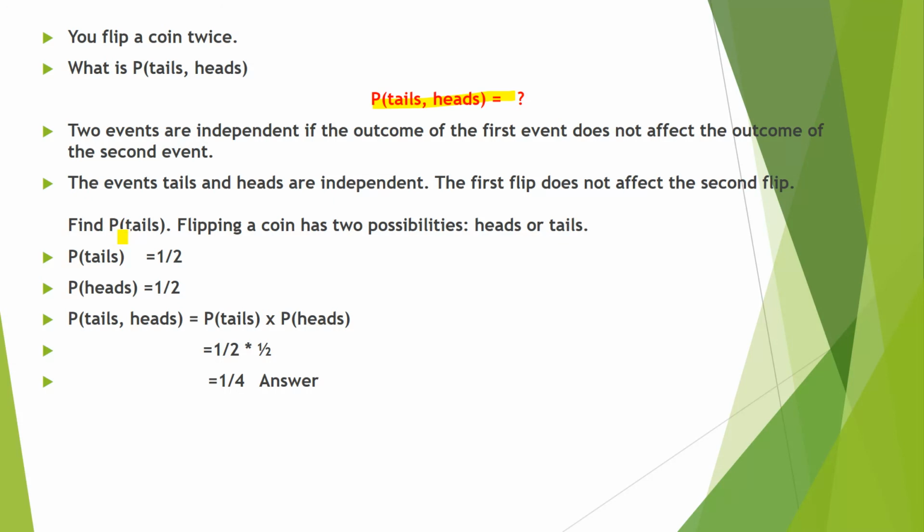So find the probability of tails. Flipping a coin has two possibilities: maybe the head will come or the tails will come. So the probability of tails is half, and the probability of heads is half. This is the first part, which is to find the probability of each event, and then you multiply. So the probability of tails multiplied by the probability of heads, half multiplied by half, is equal to 1 by 4.